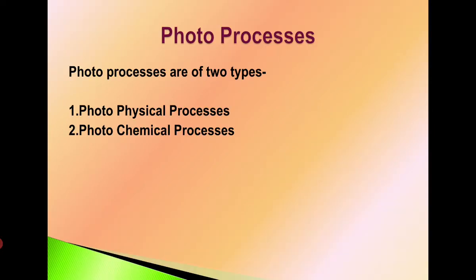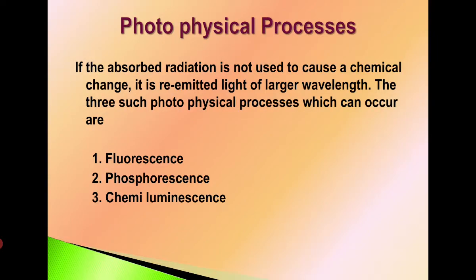Photo processes are of two types. First one, photophysical processes, and second one, photochemical processes. What are photophysical processes? If the absorbed radiation is not used to cause a chemical change, it is re-emitted as light of larger wavelength. The three such photophysical processes which can occur are fluorescence, phosphorescence and chemiluminescence.